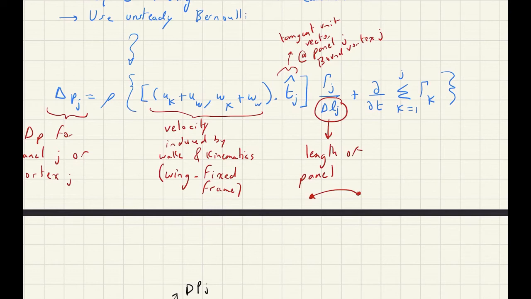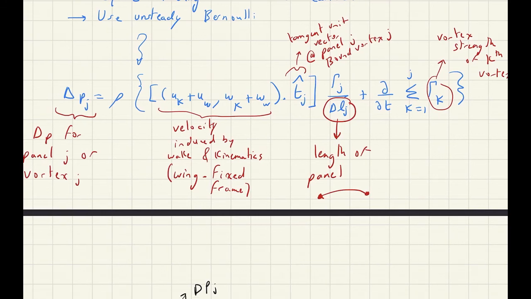And then the second term here is the partial derivative in time of this term. And let me explain this term. This is, again, the gamma, or the vortex strength of kth vortex. And we are doing that because we are summing over K. So to give you an example, let's say we are trying to find the differential in pressure across maybe the fourth vortex, or fourth bound vortex.